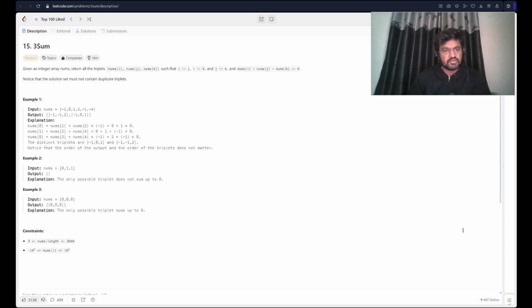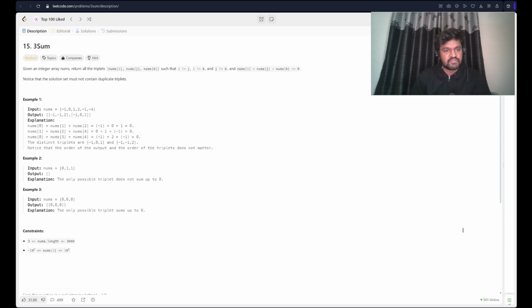So here they're asking for three numbers. These three numbers' sum should be equal to 0. Meanwhile, i and j shouldn't be equal, i and k shouldn't be equal, j and k shouldn't be equal. Which means the indexes should not be equal, which means we should not take the same index again and again in one triplet. And this is in the nums input array.